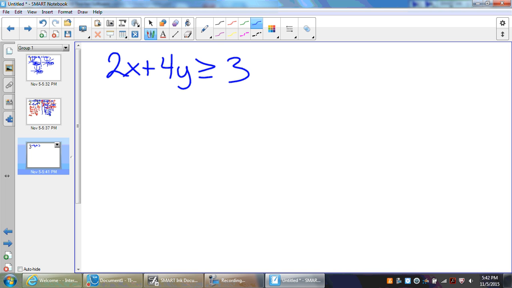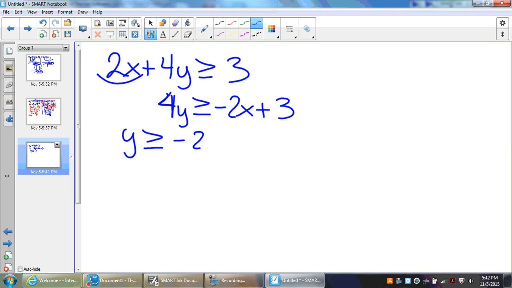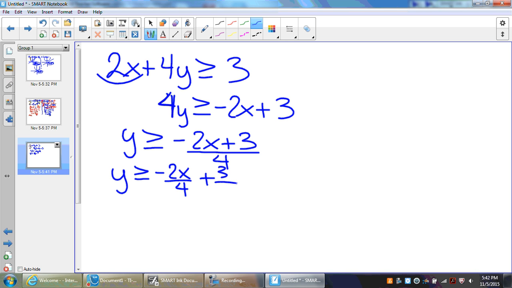The problem is that the equations are in standard form, so remember that you have to convert them to slope-intercept form. In other words, we have to solve for y. In this case, we take the positive 2x, it becomes negative 2x plus 3. Then we have this 4 multiplying the y, so we have to divide by 4. We're dividing by a positive number, so we do not need to reverse the inequality symbol. But we have negative 2x divided by 4 plus 3/4.